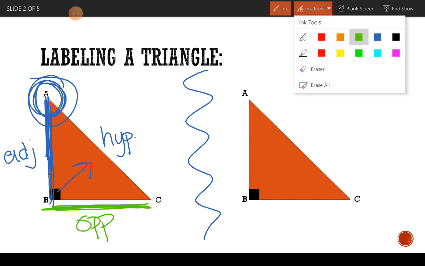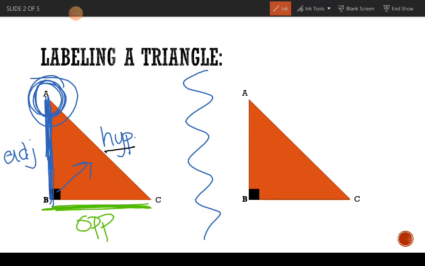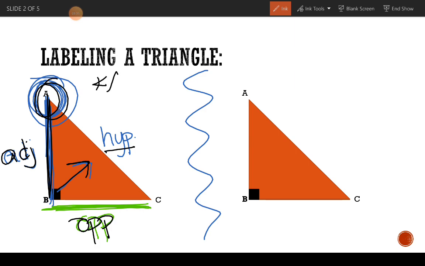So we have the hypotenuse, which again is across from the right angle. We have the adjacent side, which again is touching angle A. And then we have the opposite side, which is not touching. It's directly opposite of angle A. So that's how to label your triangle from angle A. And again, that symbol right there means angle.